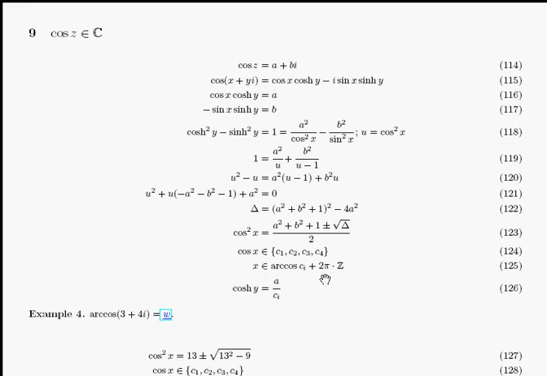X might be infinitely many numbers. They are the arc cosine of these 4 numbers plus 2 pi k, where k is an integer. And who is y? We know that hyperbolic cosine of y is a over cosine of x. So you have to take the argument cosine hyperbolic of a over cosine x.